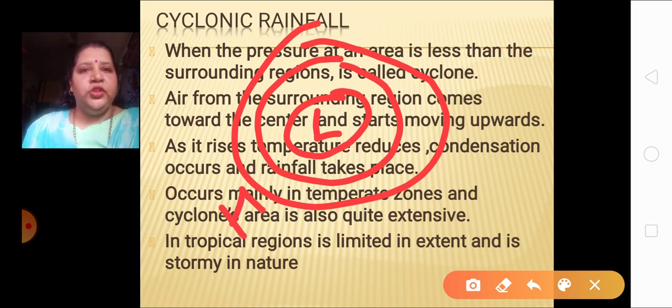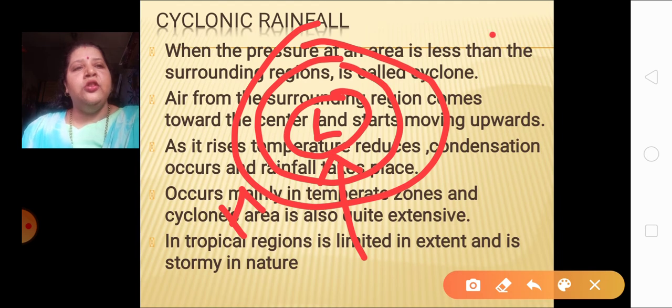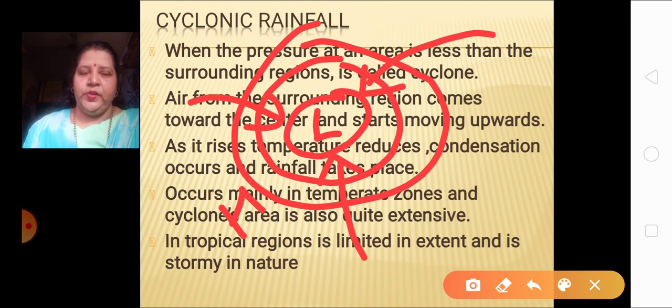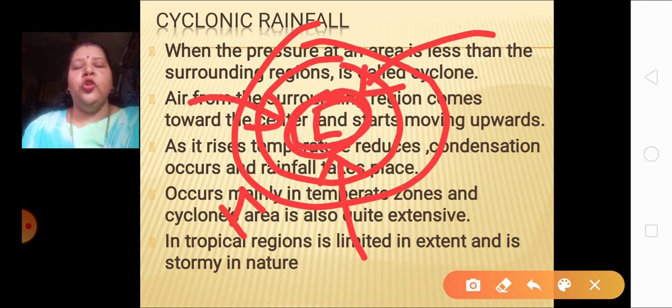So children, you all know from where to where the wind will blow? Correct. The wind will blow from a high pressure area towards a low pressure area, which is in the center. So all the winds from the sides, from the high pressure areas, go and accumulate in the low pressure area. So what happens here? A cyclone takes place. And as you know, in a cyclone the wind starts moving in a circular manner, upwards it goes.